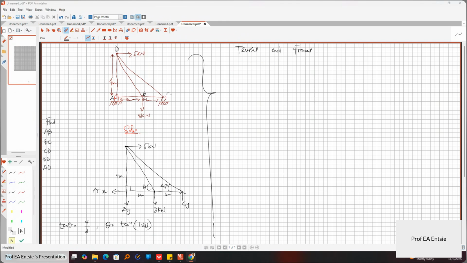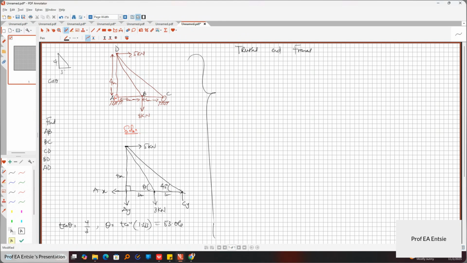What will I get? Sorry, it's 53.06. Or better still, you can use the idea of triangle. So you know that here is 3, here is 4.